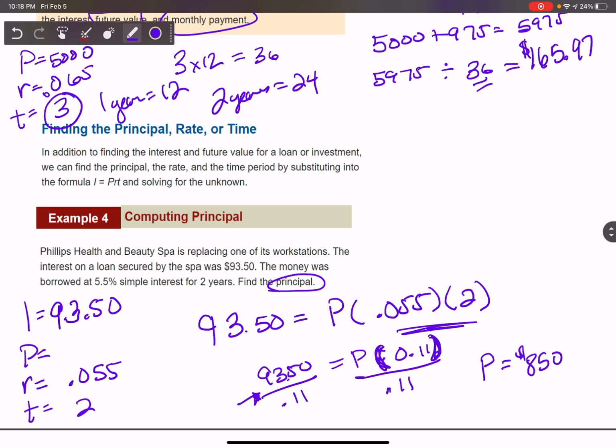Make sure you put that decimal there, because I just typed that in the calculator. I'm like, that's not right. $93.50 divided by 0.11 is 850. Okay?